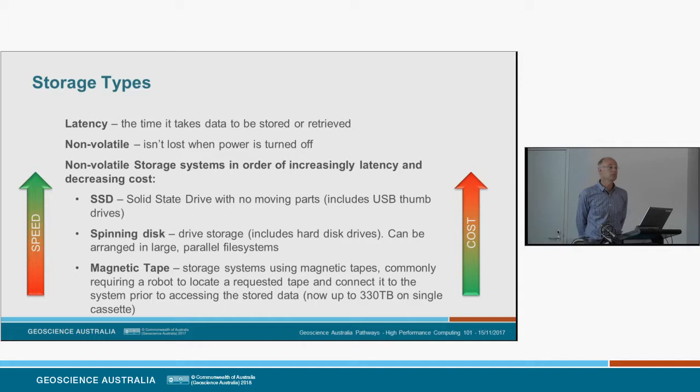And so commonly there are big storage systems that can hold petabytes, so millions and millions of bytes. It's 10 to the 9th or something like that. And they commonly use a robot which will go out and grab an identified tape and then connect it to the system. So this takes time to access, but it's cost effective, and nowadays you can have 330 terabytes of data on a single cassette. GA has a tape robot down in the basement.